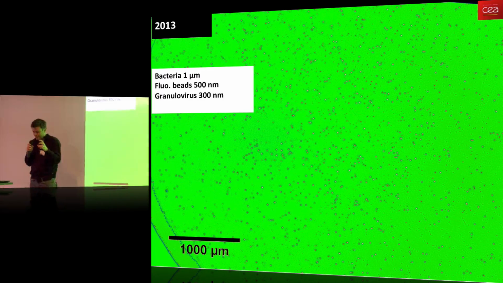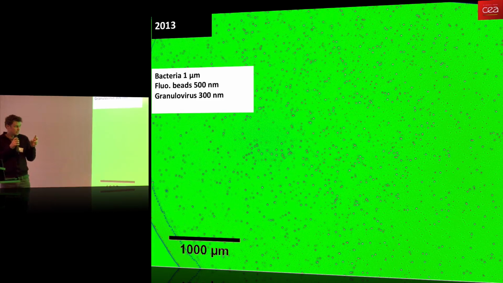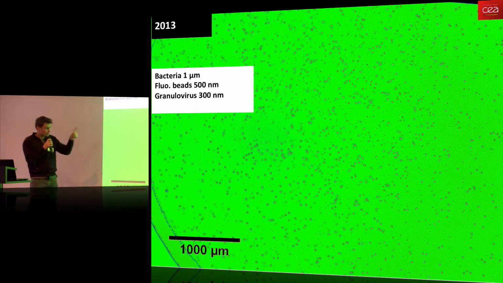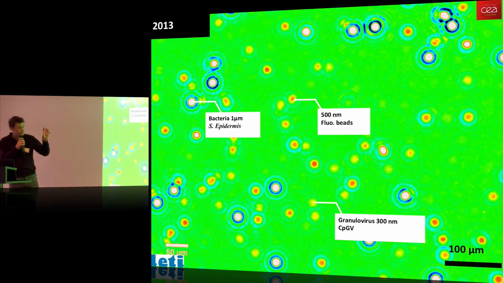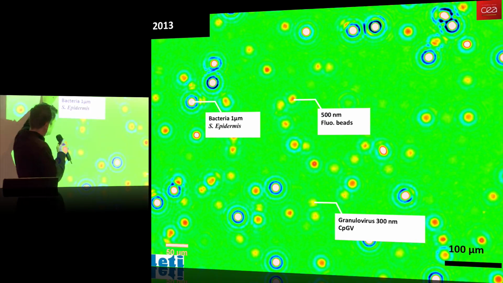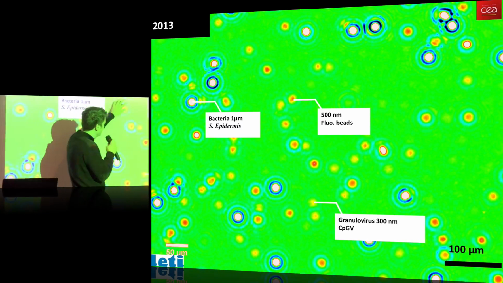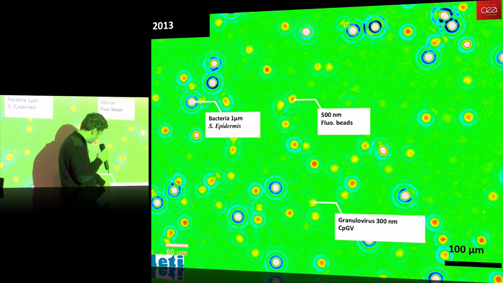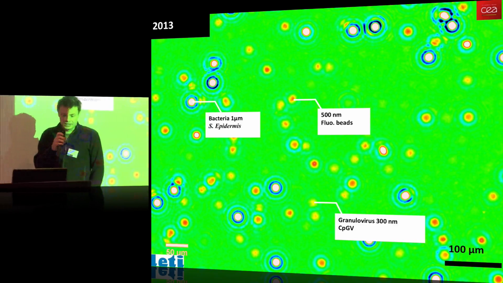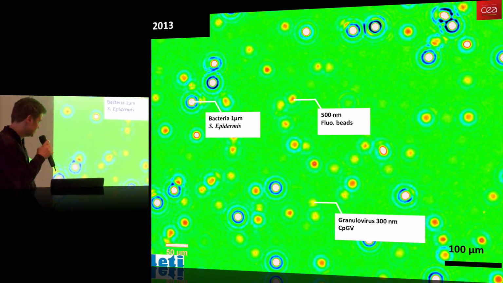We are using a polymer called PEG 600. This is the stuff people smoke in the e-cigarette, you know. We use it to detect the viruses, because with this PEG 600, we are able to make a very thin wetting film of 100 nanometers. Now you can detect, this is a mixed sample of bacteria, there were 500 nanometer beads, and granulovirus of 300 nanometers. These are viruses that you can buy here at Botanic. This is why we look at these viruses.